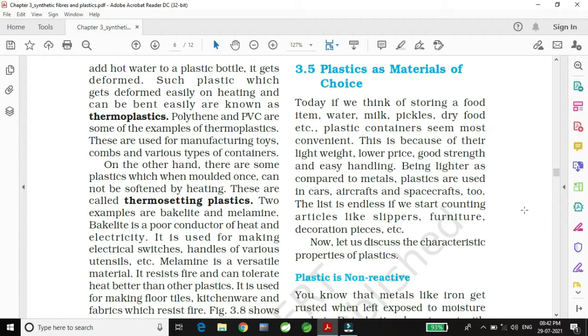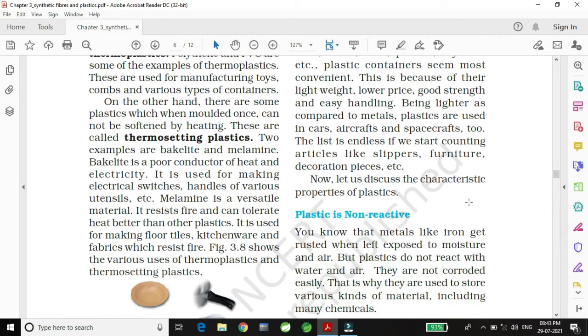Then the other example is melamine. It is a versatile material. It resists fire and can tolerate heat better than other plastics. It is used for making floor tiles, kitchenware and fabrics which resist fire.